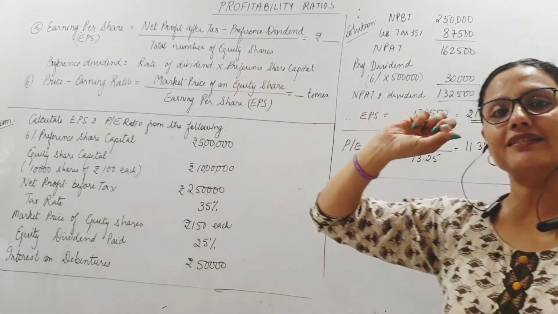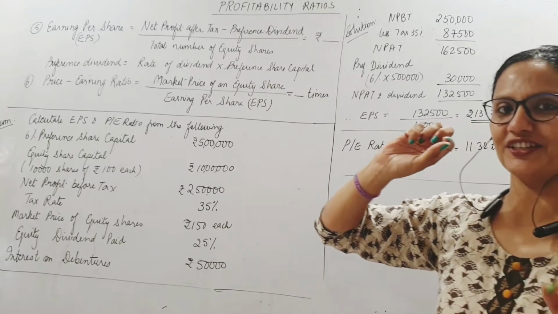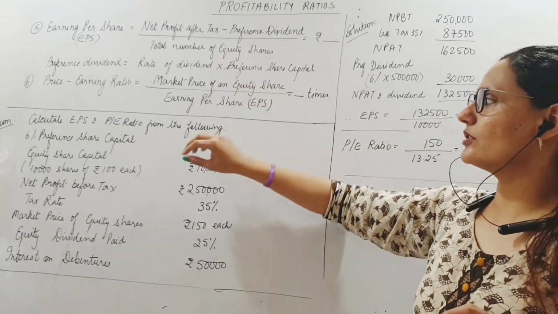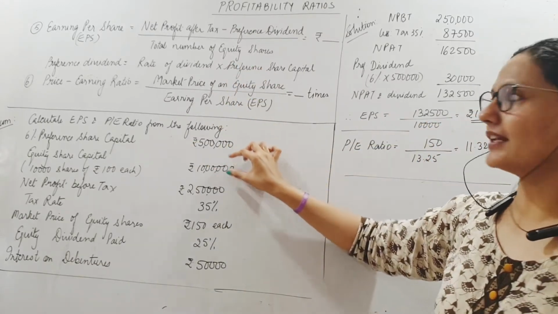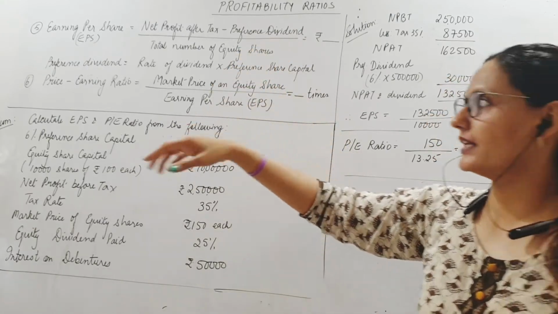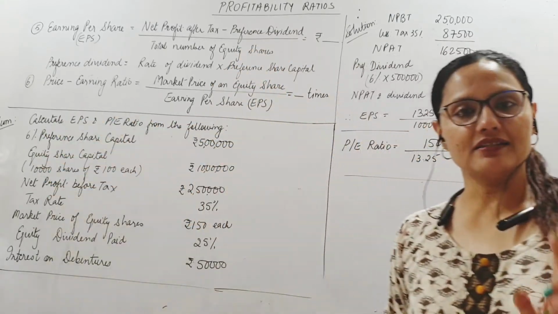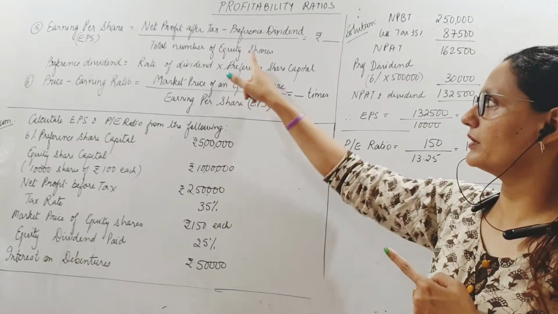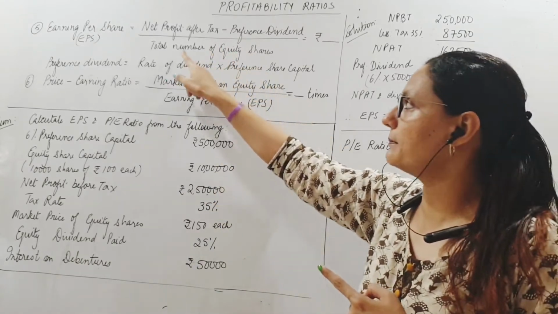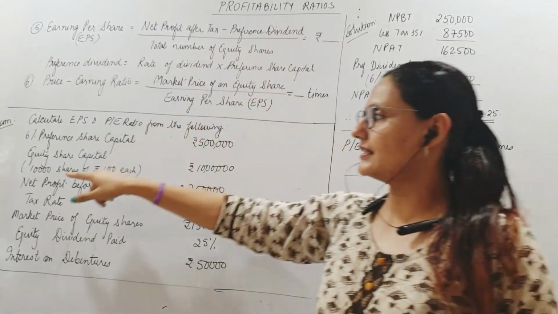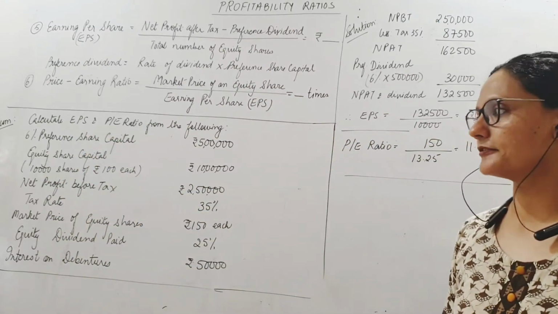Always there is one slight scope of error here, that many children take this equity share capital here by mistake instead of taking number. Number is something, this is the amount. We are not talking about equity share capital here, we are talking about number of equity shares. So please take 10,000 by calculating that.